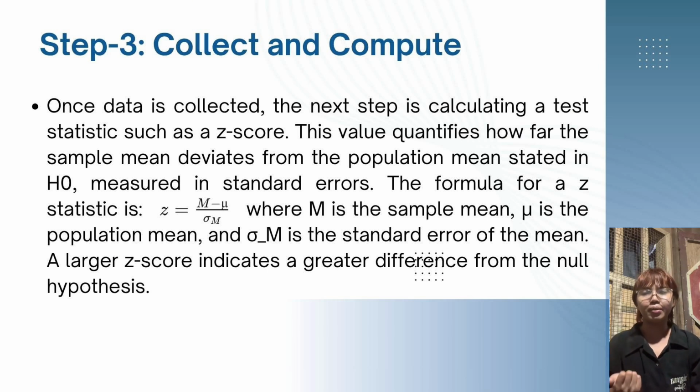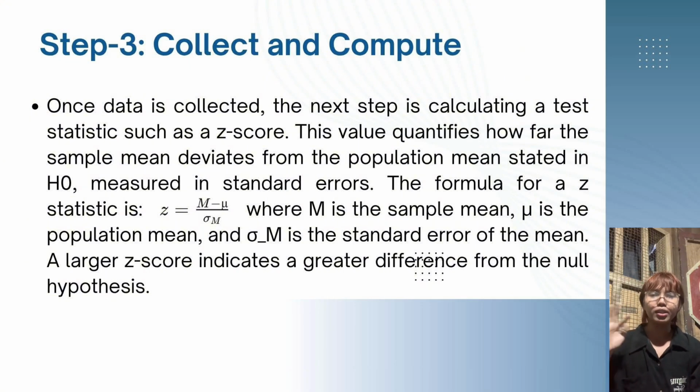Once we establish our decision criteria from what we did earlier, the next step is to collect our data, and after that, we need to compute the appropriate test statistic. This slide highlights this crucial stage. This is very important. The test statistic is a value calculated from our sample data that allows us to assess how far our sample mean deviates from the population mean stated in the null hypothesis. This deviation is typically measured in terms of standard error.